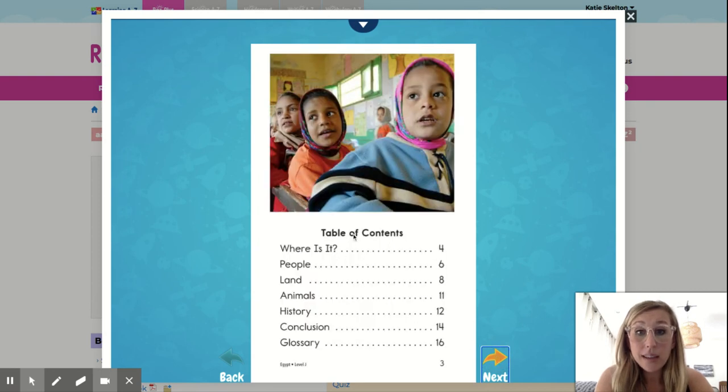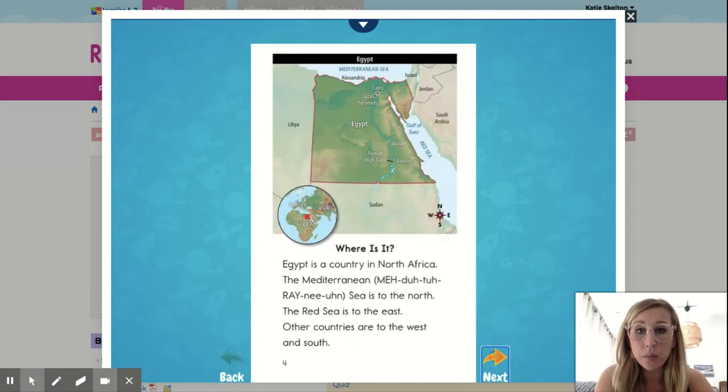And then we see another text feature, or two actually. We see a picture, which doesn't really tell us a whole lot because these kids could be anywhere in the world. But the table of contents is another text feature that's going to help give us an idea of what we're going to read about. So here we have: people, land, animals, history, conclusion, and glossary. So this tells us all the information we're about to read about Egypt. So as a reader, I know that I'm about to learn about the people, the land, the animals, and the history in Egypt. All right, so let's start reading.